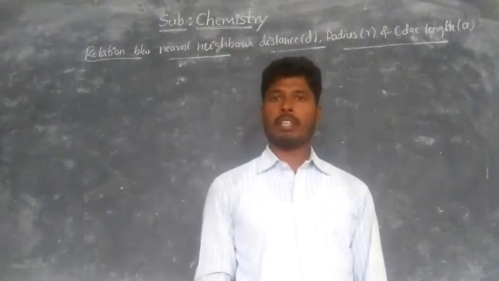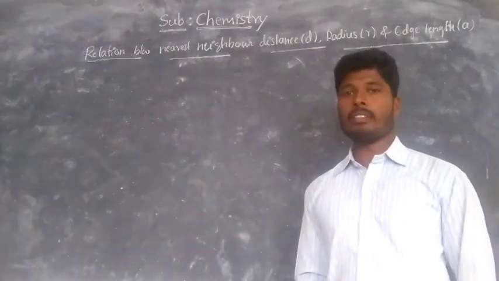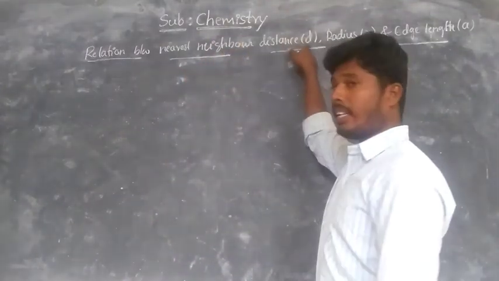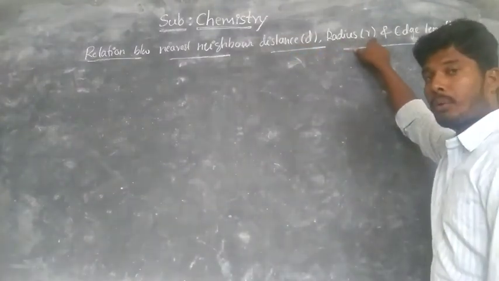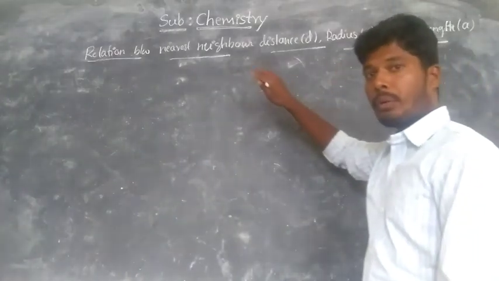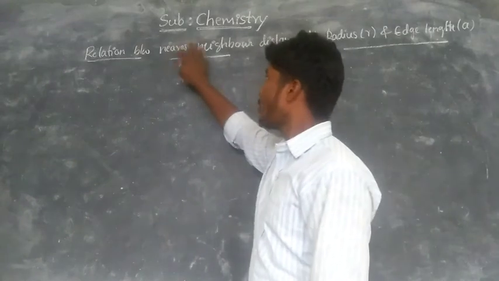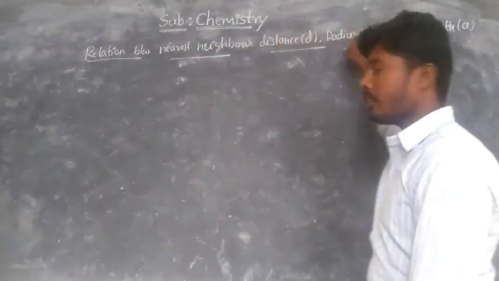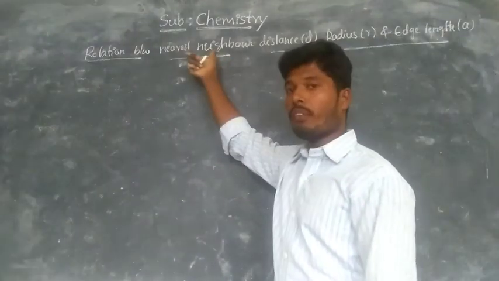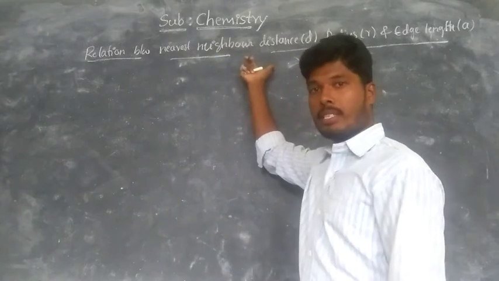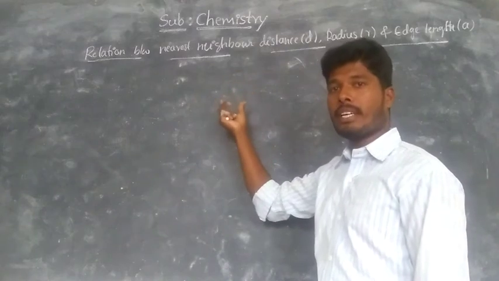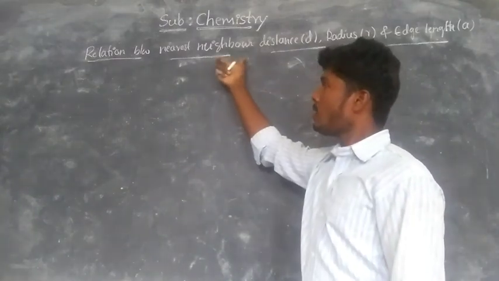Welcome to chemistry class. In this session, we are going to learn the relation between the nearest neighbor distance, represented as small d, the radius r, and the edge length a. Here we are going to study the relation between nearest neighbor distance d, radius r and edge length a. The nearest neighbor distance is defined as the distance between the centers of any two adjacent atoms.